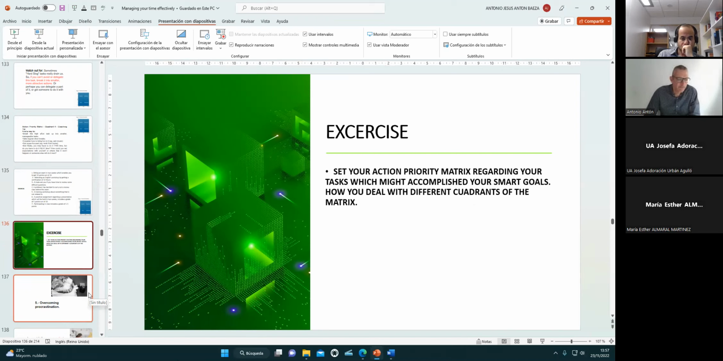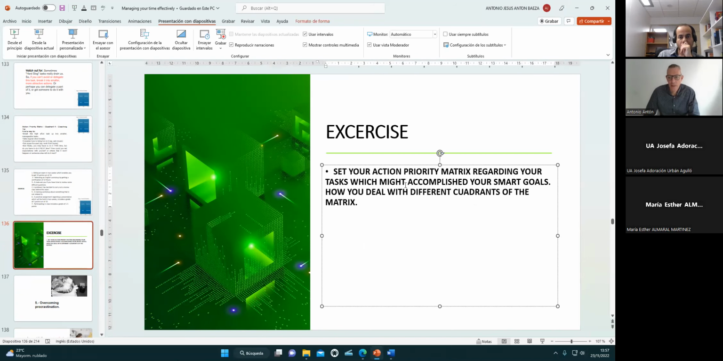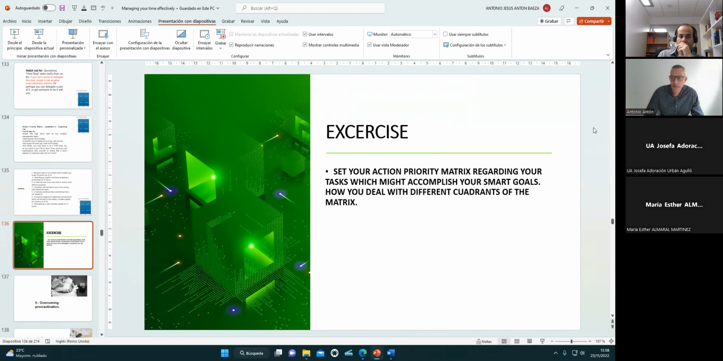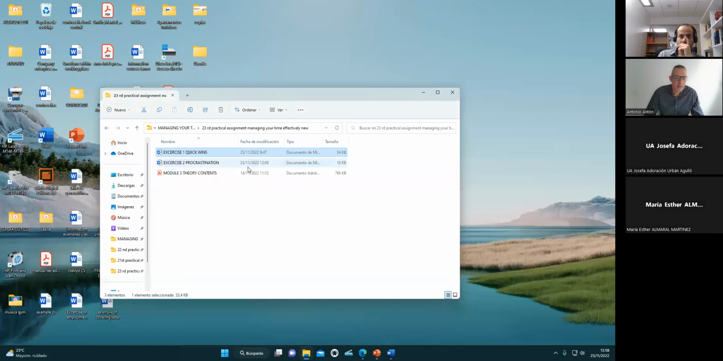So talk about setting your action priority matrix regarding your task, which must be accomplished, or which might accomplish your SMART goal. So these are the exercises I want you to focus on, how you deal with different quadrants of the matrix. Remember that this sort of exercise will be the same here in quick wins.